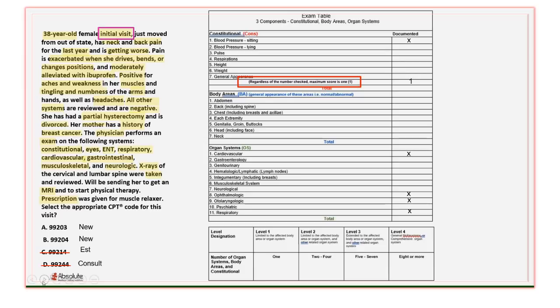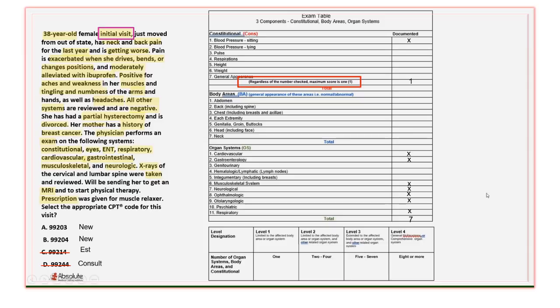Cardio is number 1. Then we have gastro, number 2. We have musculo, number 6. We have neurologic, which is number 7. And I think that's pretty much it. Okay, so then we're going to count those up. 1, 2, 3, 4, 5, 6, 7. We have 7 for the organ system and body area section.